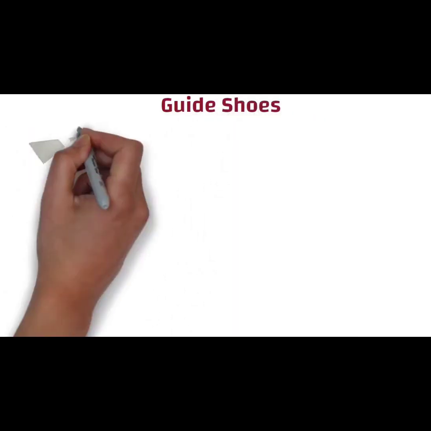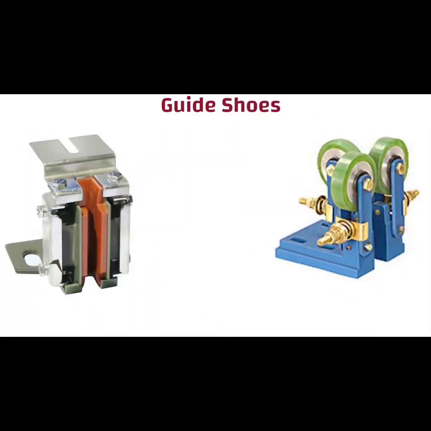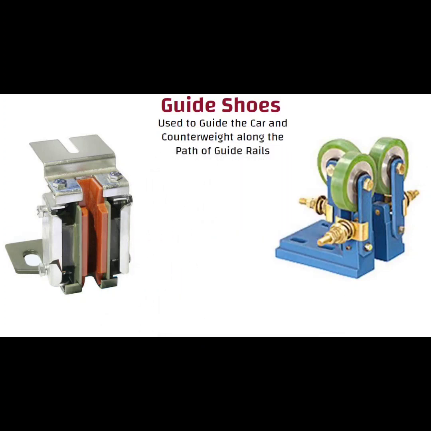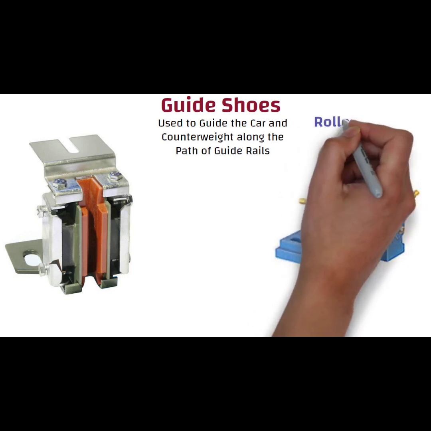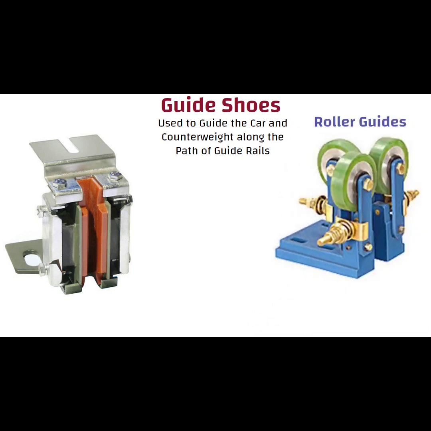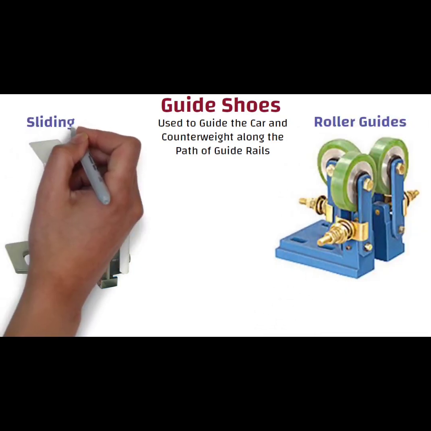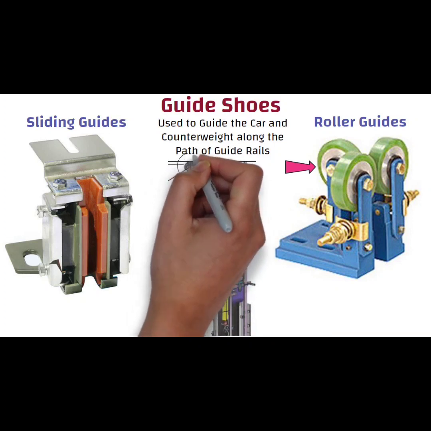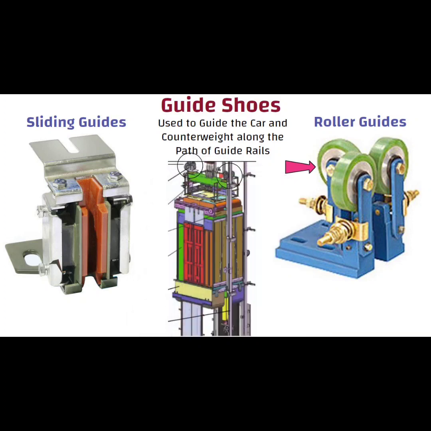Guide shoes. Guide shoes are the devices which are used to guide the car and counterweight along the path of the guide rails. There are two types of guide shoes: one, roller guide shoes, roller guides, and two, sliding guides. Roller guides use rollers that rotate on guide rails. It has a set of 3 wheels that roll against the guide rails. You can see roller guide shoes on rails in this picture.